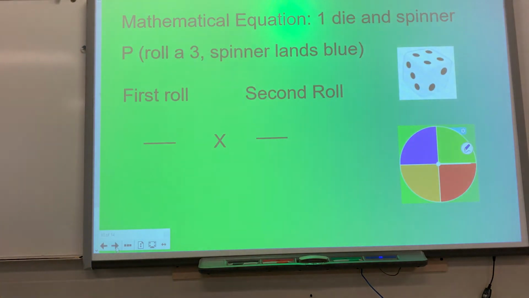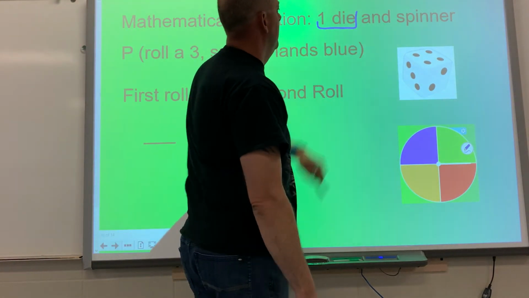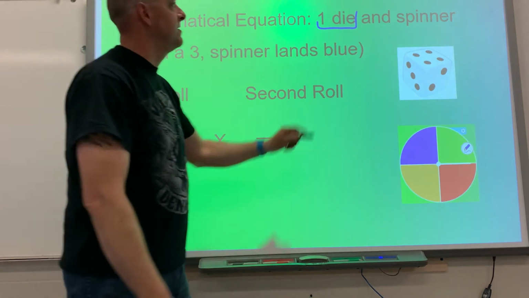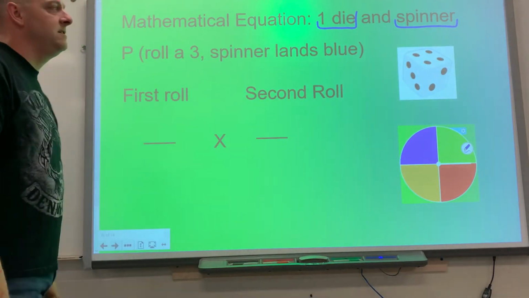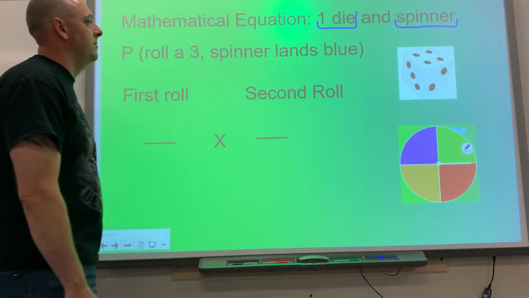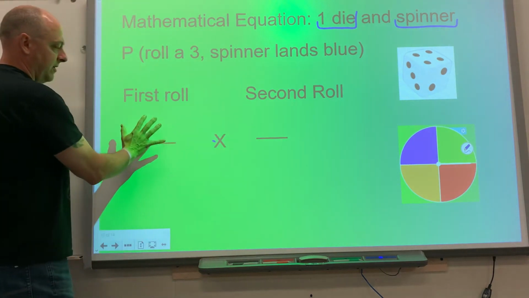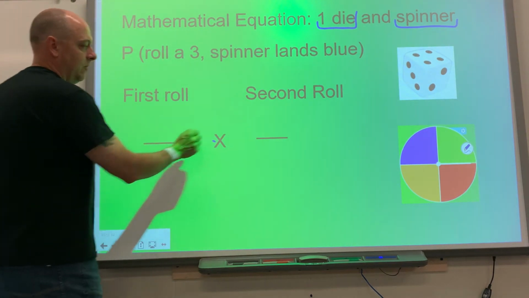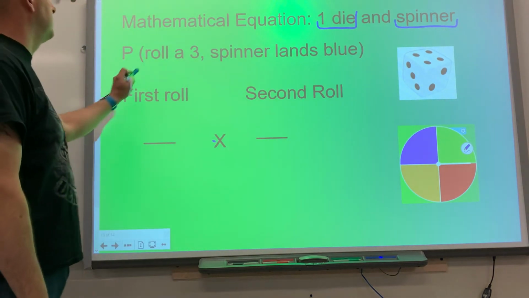So now we've seen a lot of examples with 2 dice, but what if we had 2 different things? Here's one event, the die, we're going to roll a die, and here's the second event, the spinner. When we have 2 independent events, 2 different things happening, and we want to figure out the probability, we can use a fraction times a fraction. What's the fraction of the first thing happening? What's the fraction of the second thing happening? And multiply them. So here we want to roll a 3.